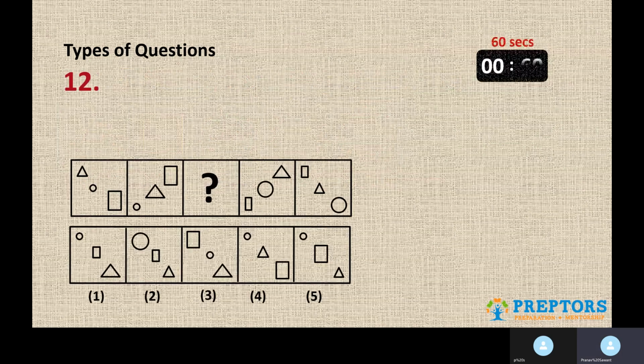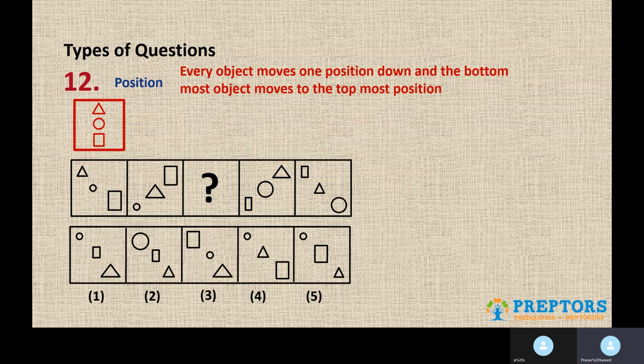Let's move to questions now. Now this is the question, we have to find the missing middle term. Now these are the positions. So every object moves one position down and the bottommost object moves to the topmost position. This is the logic. So it will go down and the bottommost object will move to the topmost position.